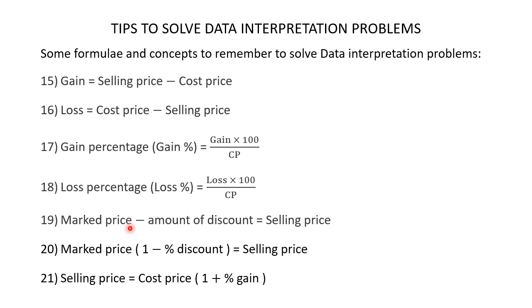Marked price minus amount of discount is equal to selling price. Marked price multiplied by 1 minus percent discount is equal to selling price. Selling price is equal to cost price multiplied by 1 plus percent gain.